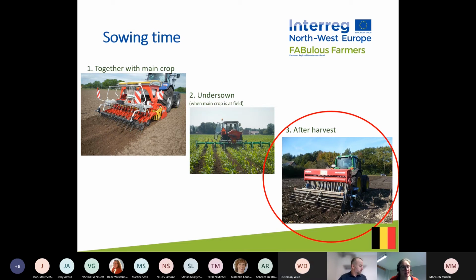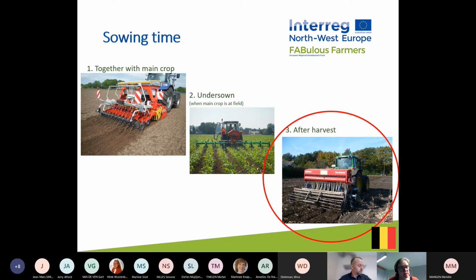Then the sowing time. At Hooibeekhoeve, we now have about six years of experience with different sowing times of cover crops in maize. We sow them together with the main crop, the maize. We use the technique of undersowing, where we sow the cover crop at different stages of the maize. That can be at the 1-2 leaf stage, 4-5 leaf stage, or 8-10 leaf stage. Or we can establish them after harvest.